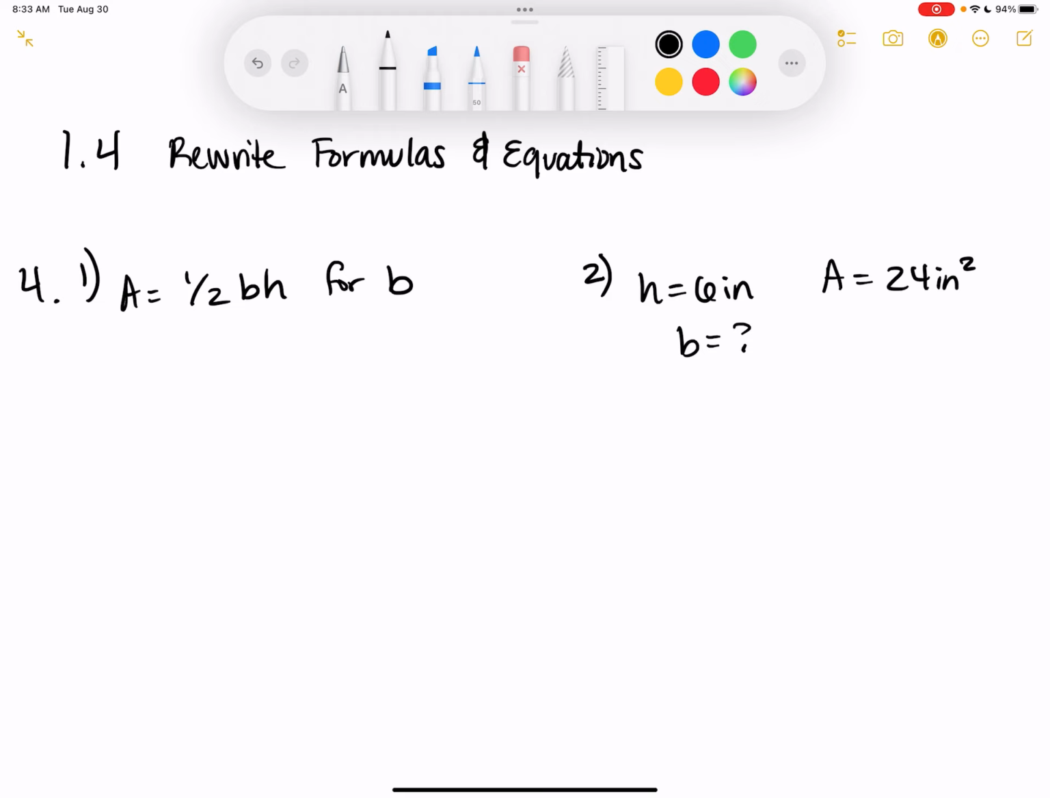So, if I wanted to get B by itself, what would I need to do? Yes. Divide both sides by H.